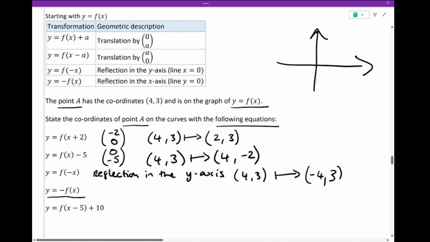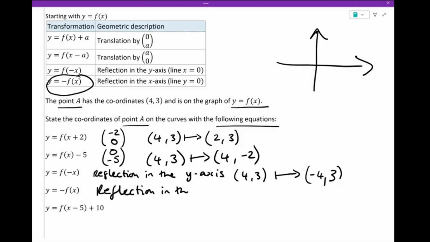So f of x has been multiplied by -1. Which transformation does that occur for? Well, it's our reflection in the x-axis. So this time we have a reflection in the x-axis instead. And once again, let's consider what happens to the coordinates when we reflect in the x-axis.